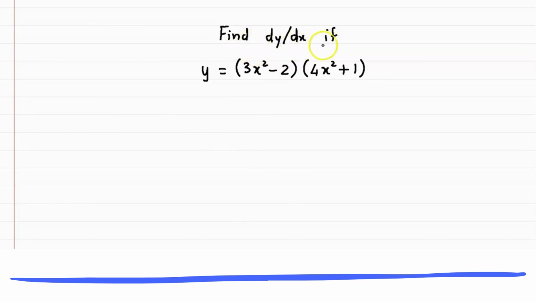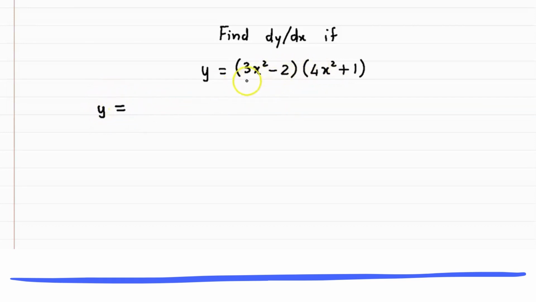Find dy by dx if y is equal to 3x square minus 2 times 4x square plus 1. Now let us perform the multiplication of these two brackets before we take the derivatives. Else we could also apply the product rule directly. So let us perform the multiplication and then go for dy by dx.